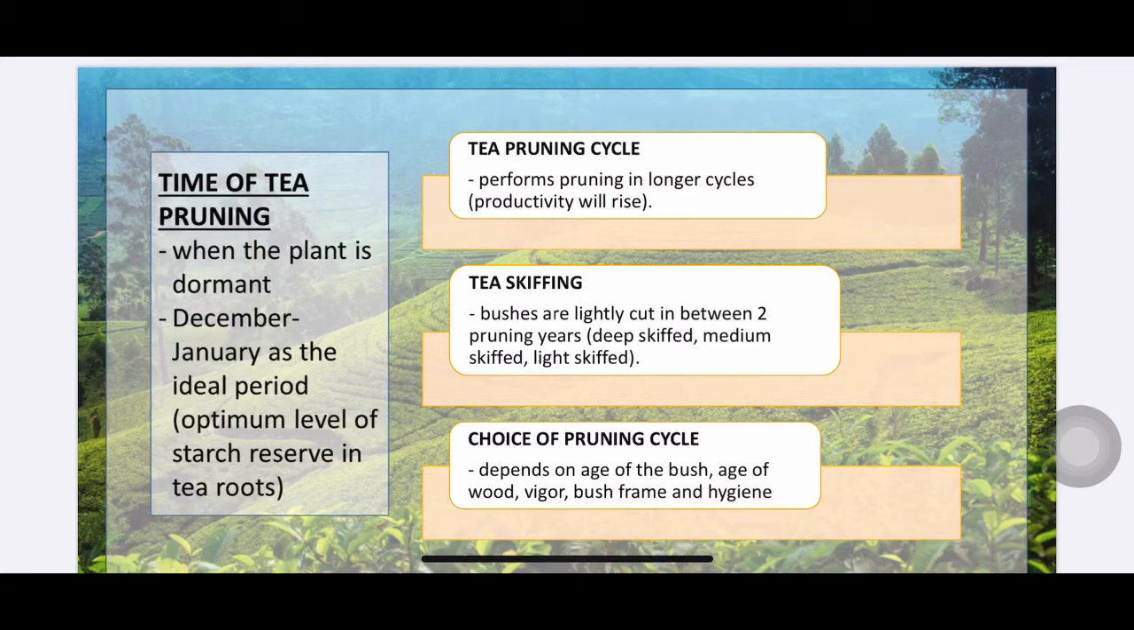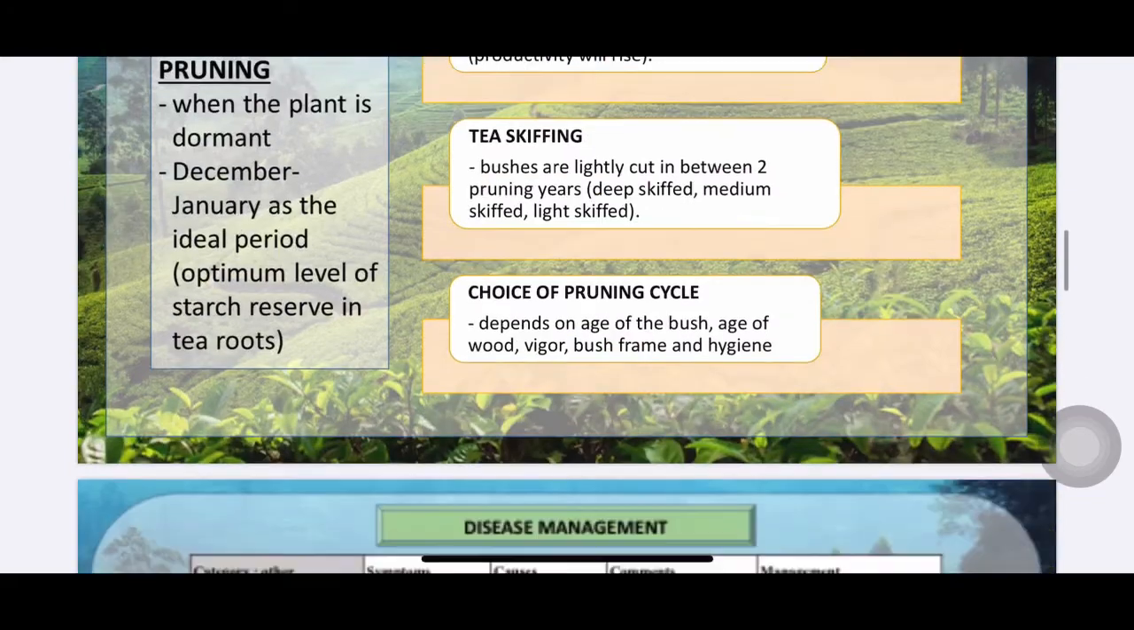Tea skiffing. Bushes are lightly cut in between two pruning years. There are three types of tea skiffing: deep skiff, medium skiff, and light skiff. So the choice of the pruning cycle depends on the age of the bush, age of the wood, vigor, bush frame, and hygiene.